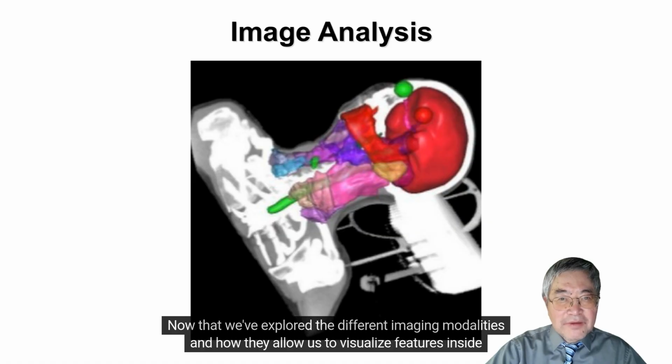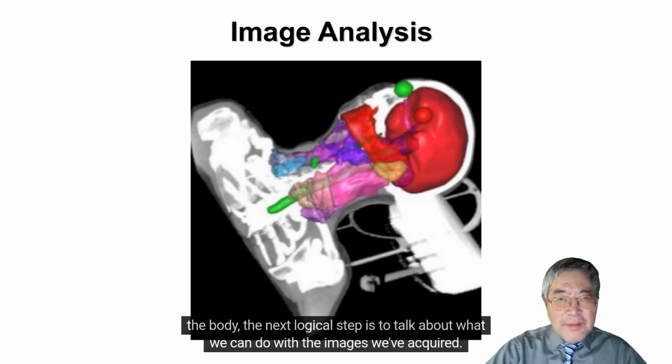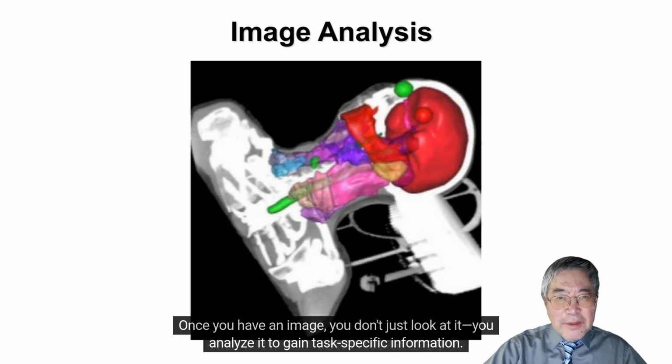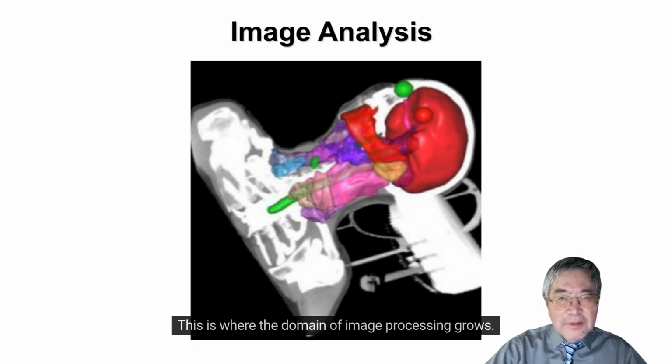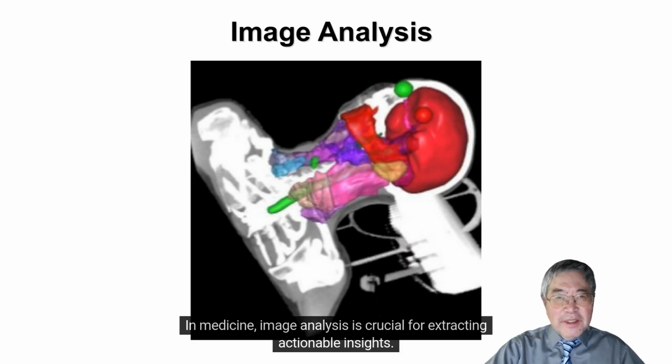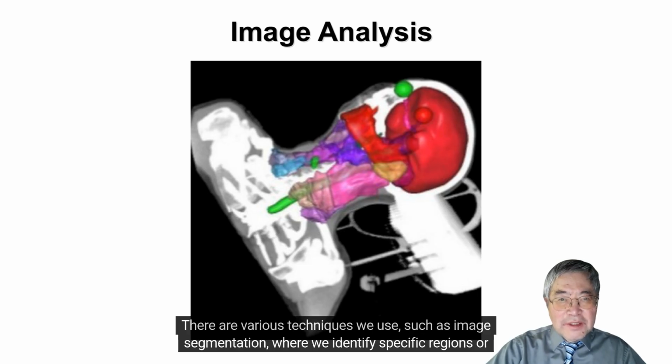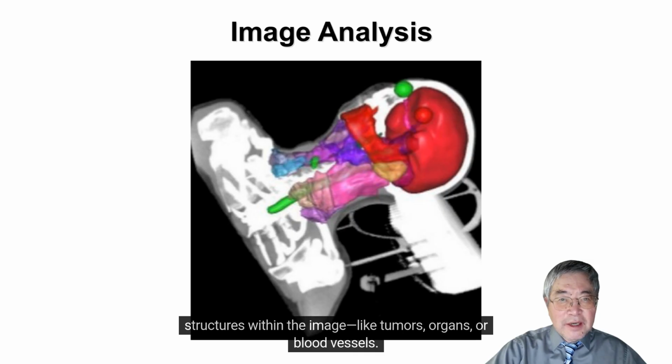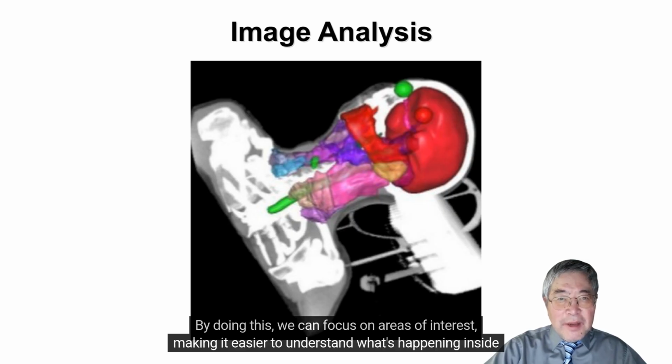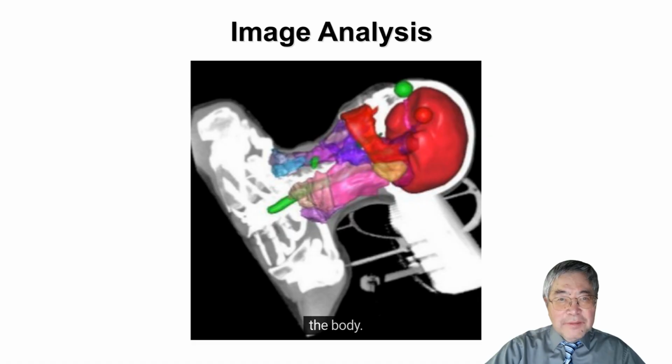Now that we've explored the different imaging modalities and how they allow us to visualize features inside the body, the next logical step is to talk about what we can do with the images we've acquired. Once you have an image, you don't just look at it, you analyze it to gain task-specific information. This is where the domain of image processing comes in. In medicine, image analysis is crucial for extracting actionable insights. There are various techniques we use, such as image segmentation, where we identify specific regions or structures within the image, like tumors, organs, or blood vessels. By doing this, we can focus on areas of interest, making it easier to understand what's happening inside the body.